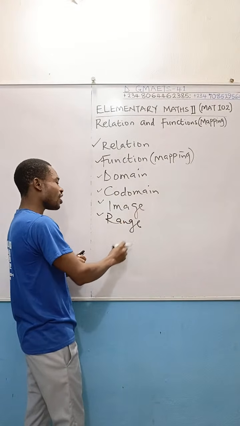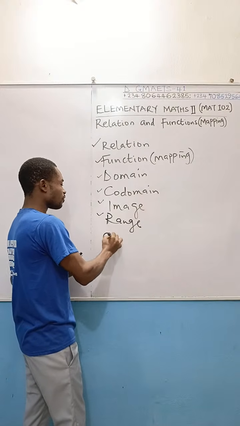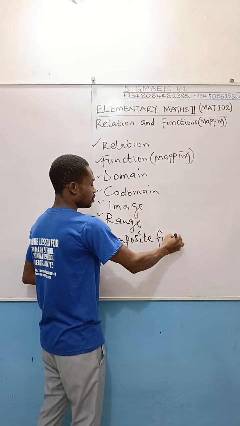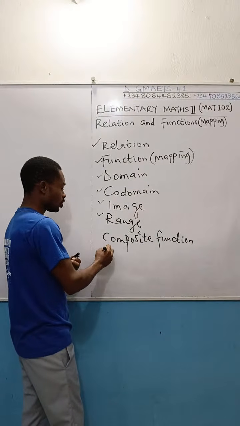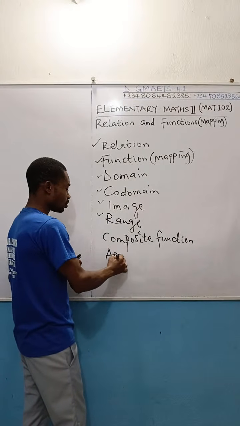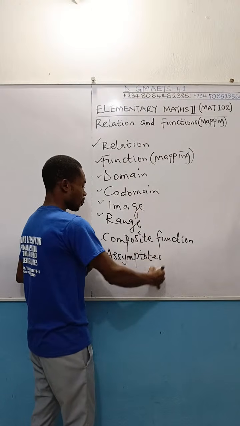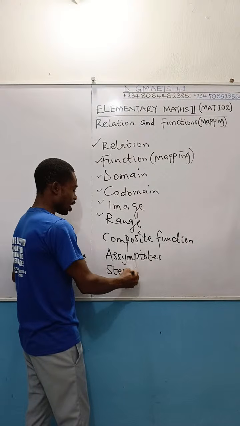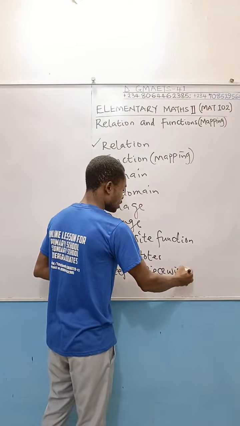Now, after this, I've talked about range. We have the concept of composite functions. You're going to deal with composite functions under relations and functions. We are going to talk about asymptotes. We're going to talk about step function, step or piecewise function.